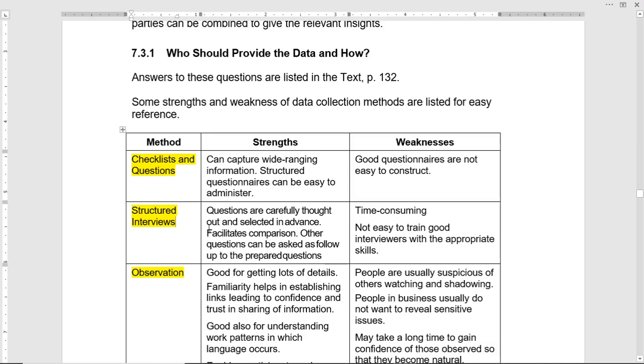Then structured interviews. So carefully planned interviews. You talk to the learners, those who are going to be the learners, and prepare the course. So questions are carefully thought out and selected in advance. Facilitates comparison. Other questions can be asked as follow-up to the prepared questions.